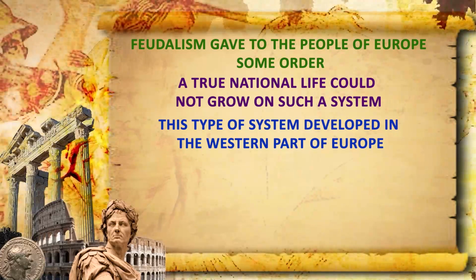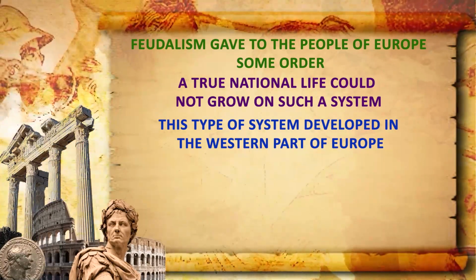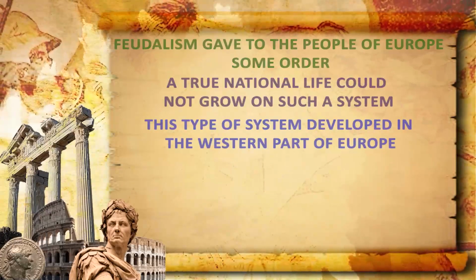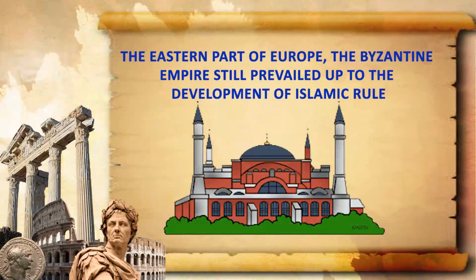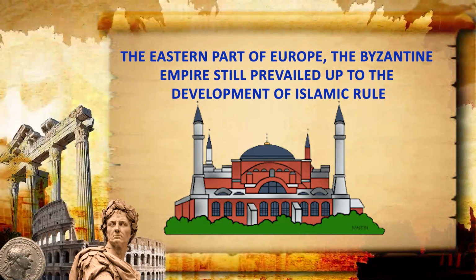This type of system, the feudal state system, developed in the western part of Europe. In the eastern part of Europe, the Byzantine Empire still prevailed up to the development of Islamic rule. However, the feudal state system spread all over Europe, and the new system, that is the Westphalian state system, developed from the ruins of this feudal state.